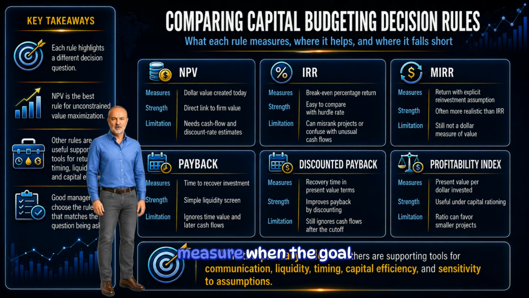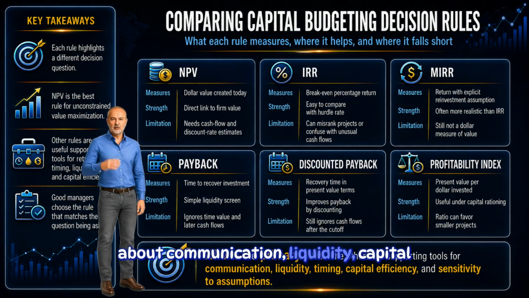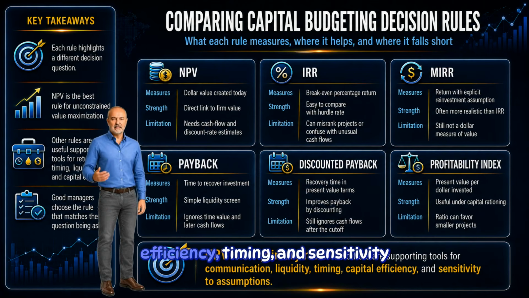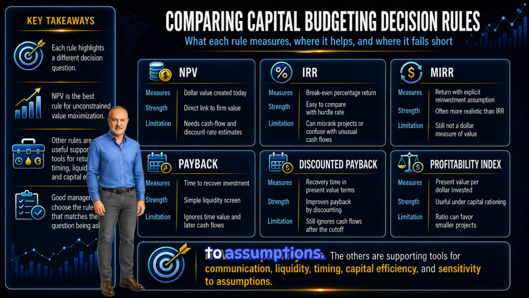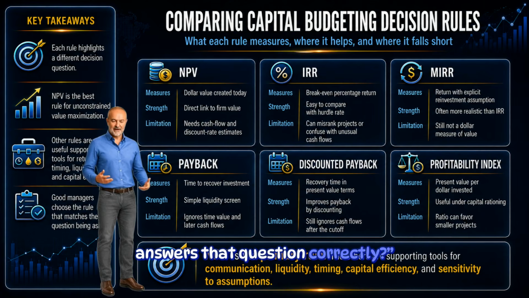NPV is the best measure when the goal is unconstrained value maximization. The other rules are best understood as supporting tools. They help managers think about communication, liquidity, capital efficiency, timing, and sensitivity to assumptions. A good financial manager does not ask, which rule do I like best? A good financial manager asks, what question am I trying to answer? And which rule answers that question correctly?